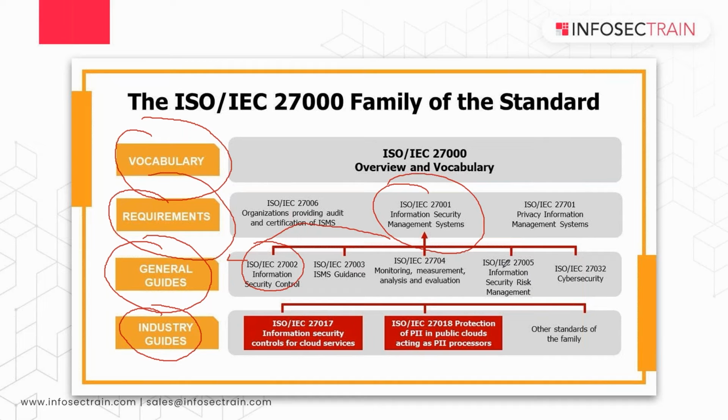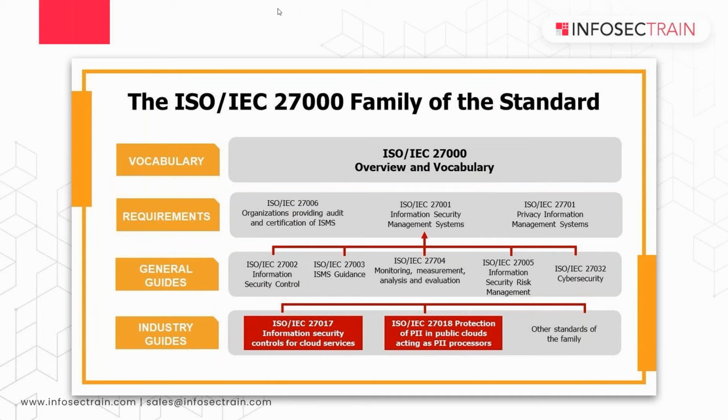Then we have your industry guides. Industry guides are for your large organizations. For example, for the telecom sector, we have a guidance standard, 27011. For healthcare information, we have the 27799 series. Then we have 27017, which talks about information security controls for cloud services. Then we have 27018, protection of PII in public cloud acting as PII processor, where your data has been stored. Similarly, we have other guidance as well.